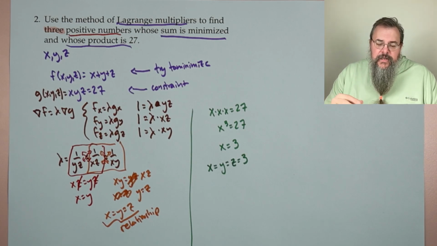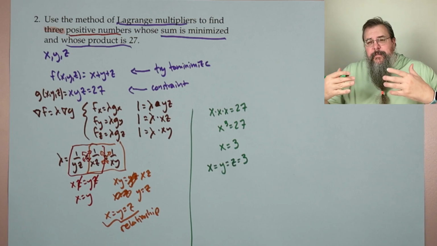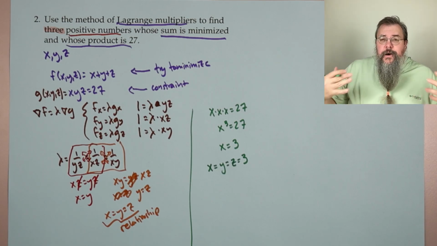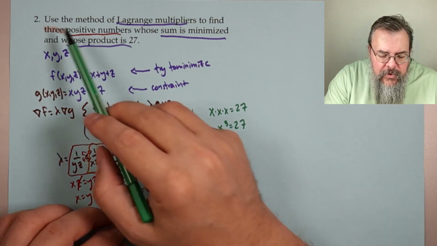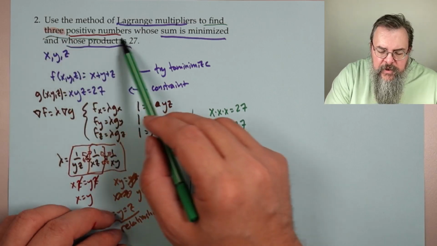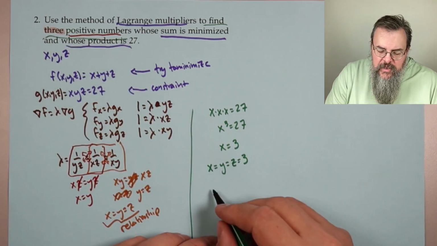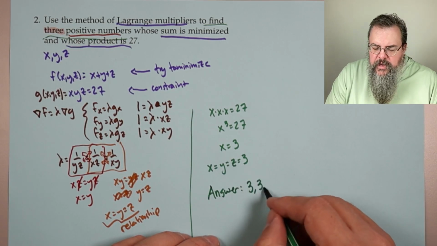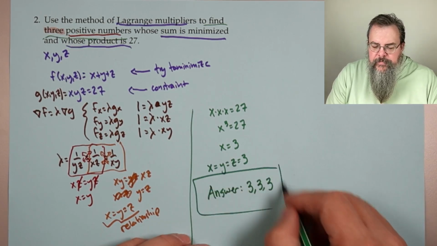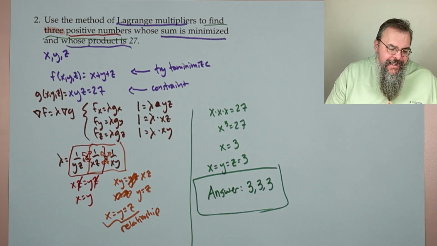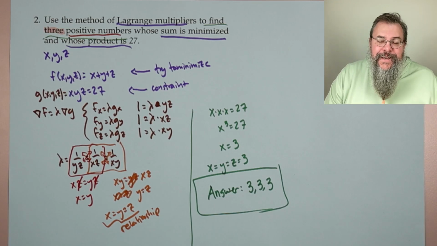Now, let's see what we have to give as our answer. Because oftentimes they might say, what is the smallest sum? Or they might say, what are the numbers? So let's see. Use the method of Lagrange multipliers to find 3 positive numbers. All right, so the answer is that the 3 numbers that we will find are 3, 3, and 3. And we're done. Yay! Yay us!